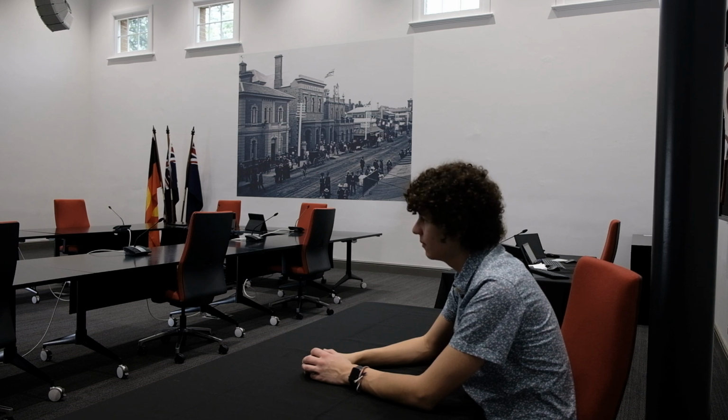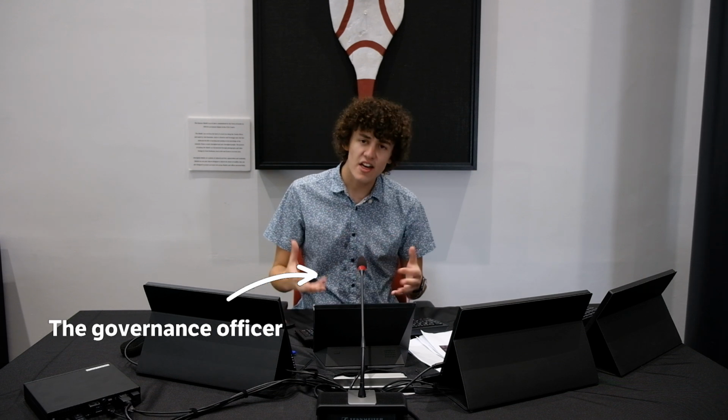You'll also find sitting nearby the governance officer. Now, the governance officer is another employee of the administration and they're there for the very important role of recording the official minutes of the meeting. They're also there to provide support and advice to the mayor to make sure that all the elected members are following the rules during the meeting.